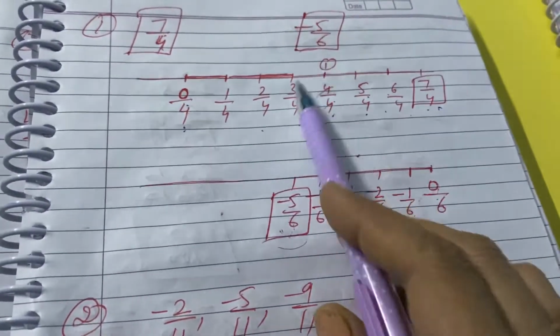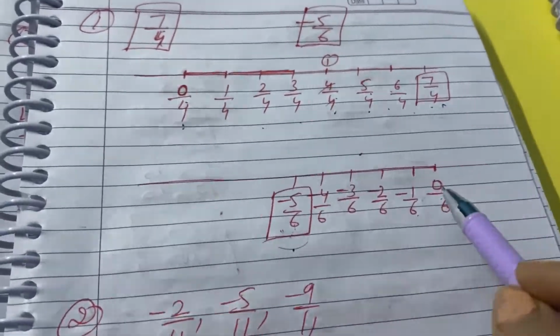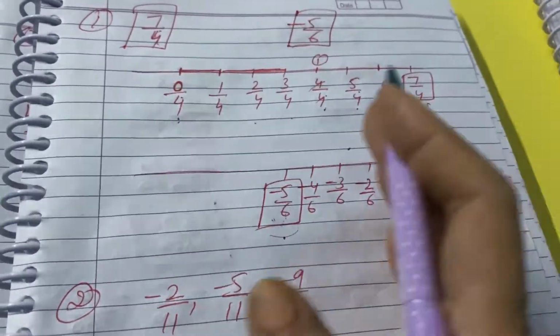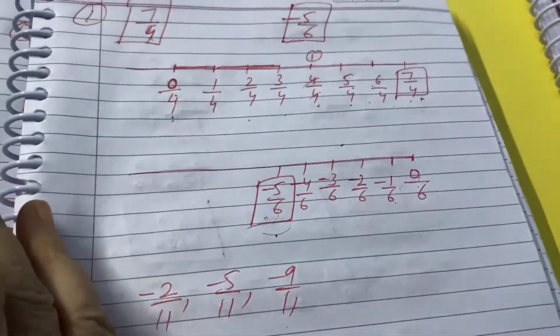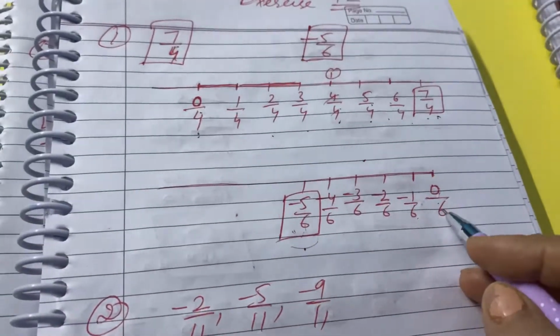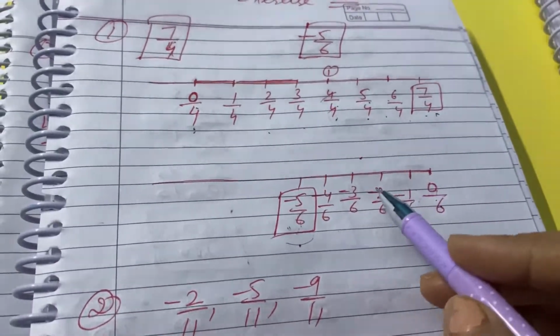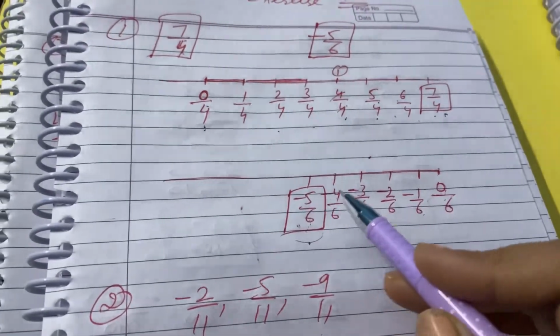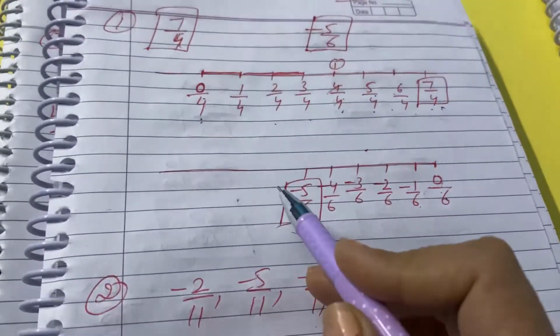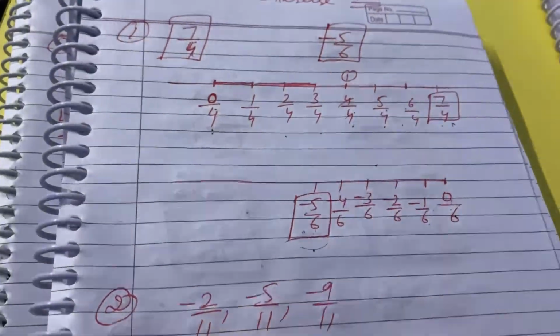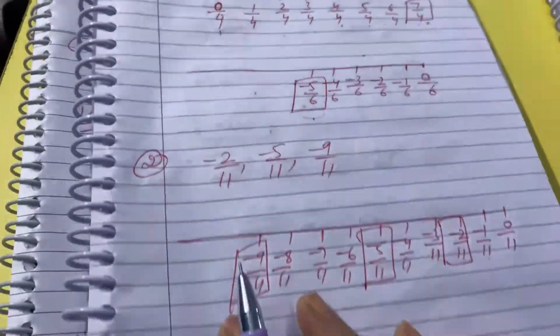If we want to plot the negative rational number on the number line, then you have to take 0 at the right side, because all the negative numbers are lying on the left side of the number line. So this will be 0 by 6, minus 1 by 6, minus 2 by 6, minus 3 by 6, minus 4 by 6, minus 5 by 6. So highlight this in order to highlight it in a better way.